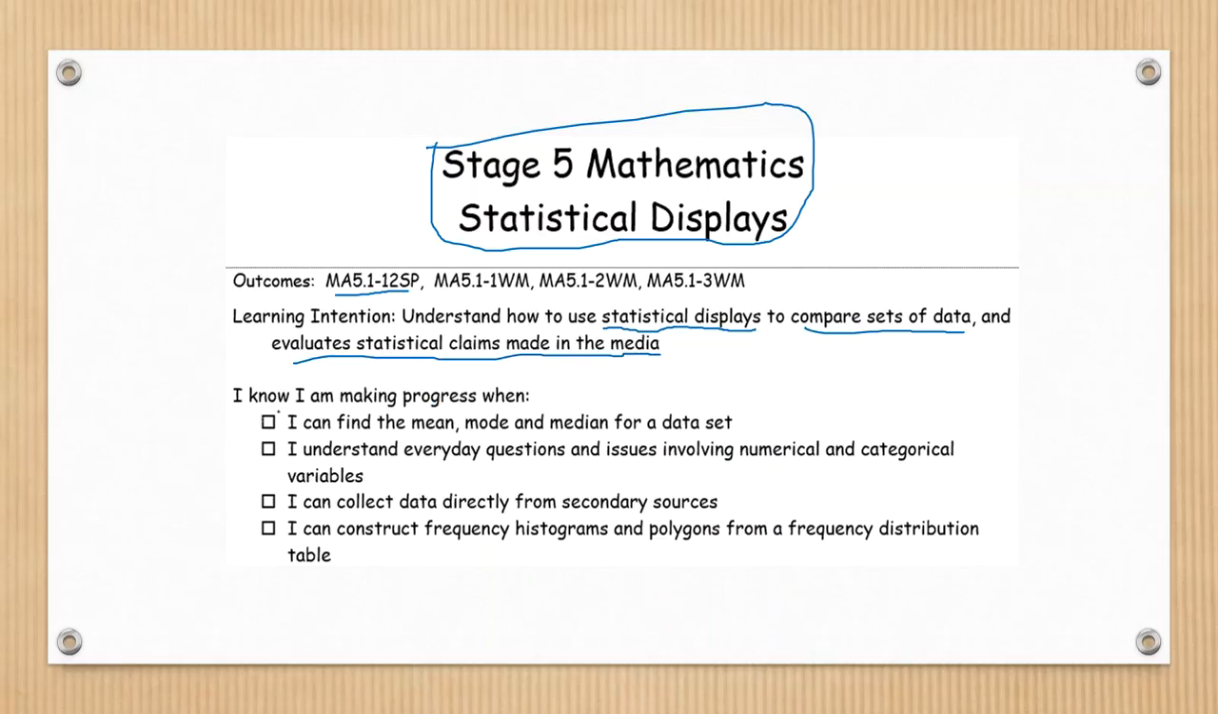And today I would like you to be able to find the mean, mode and median for a data set. And then we're going to explore everyday questions that people ask using numerical and categorical variables. Going to collect data from secondary sources, so things like the internet, and construct frequency histograms and polygons from a frequency distribution table.